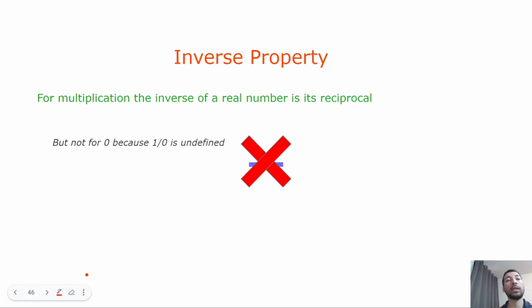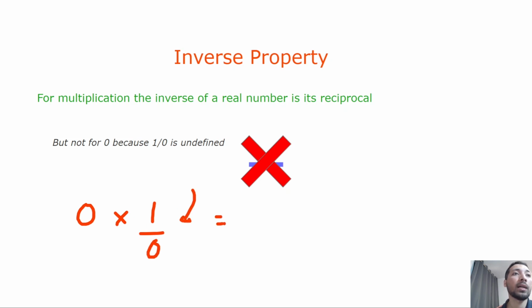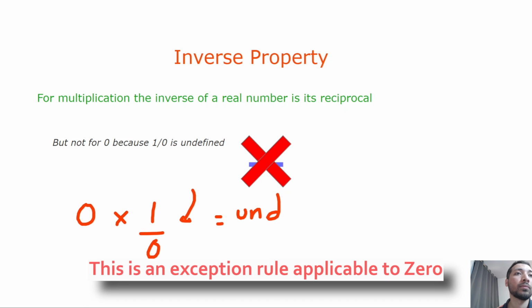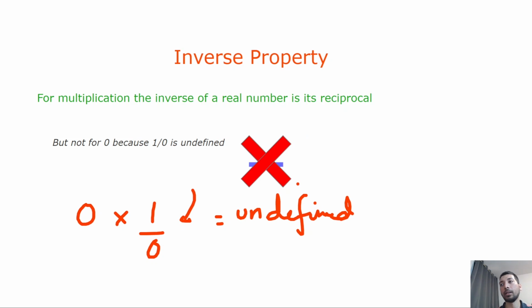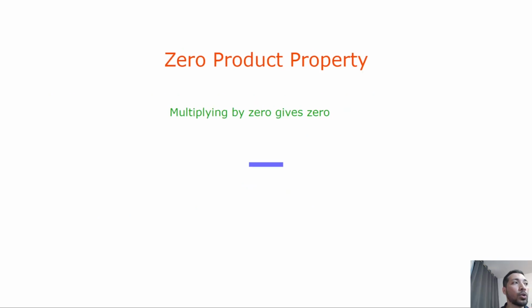Now the last note is we cannot apply this multiplicative inverse for 0 because 1 over 0 is undefined. So if we have a 0, we cannot have its inverse as 1 over 0, because this 1 over 0 is undefined. So this is an exception in this case. Keep that in mind. Okay, zero product property, which means multiplying by 0 gives 0.